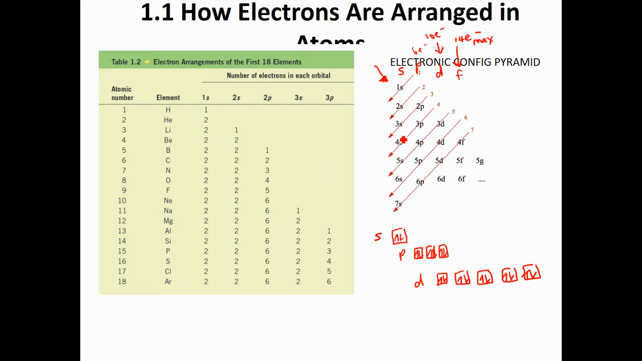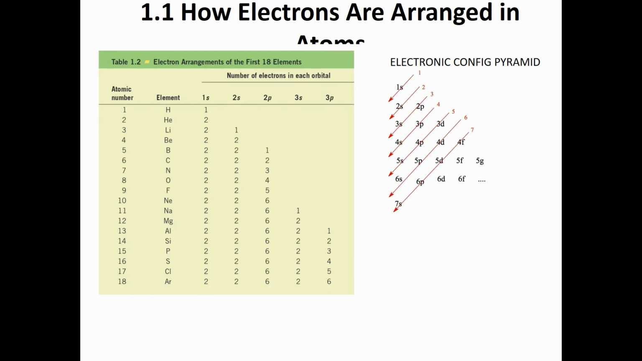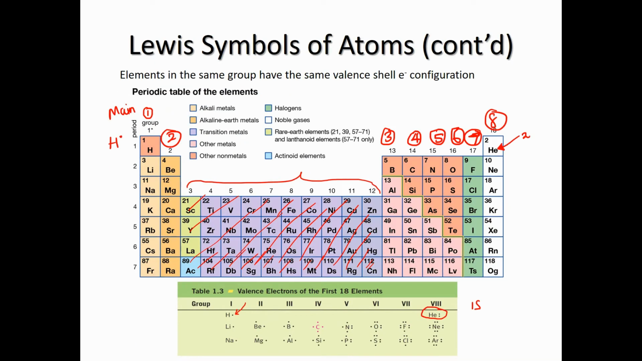So now let's write the electronic configuration of hydrogen. Hydrogen has atomic number 1 in the periodic table. Let me show you the periodic table. Usually the smaller number in the box will be the atomic number, the bigger number will be the mass number. Obviously the mass number is not shown here.